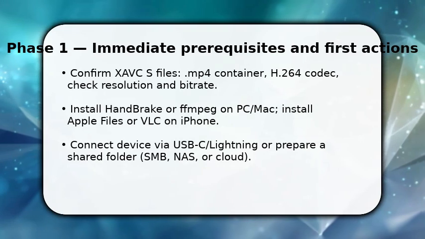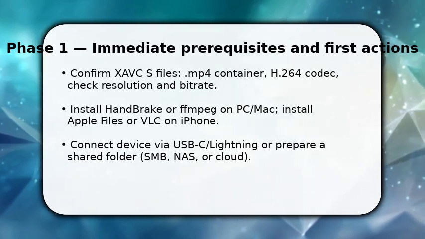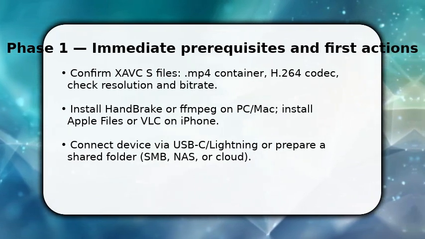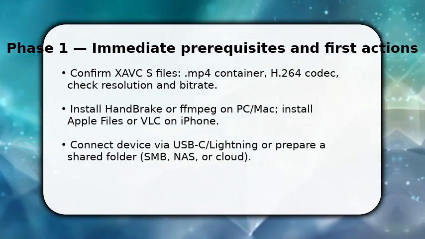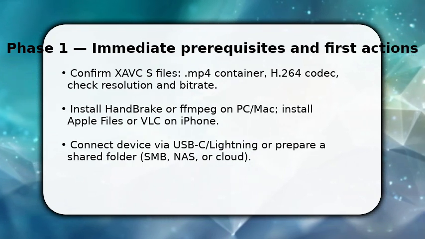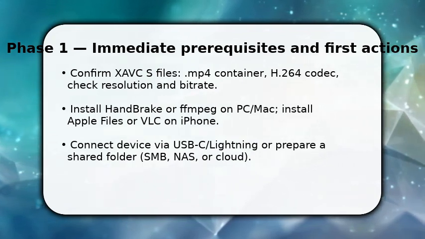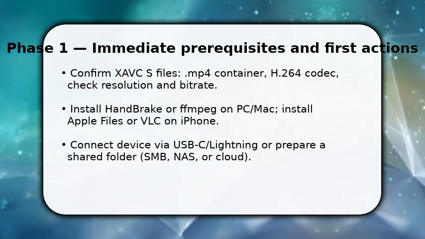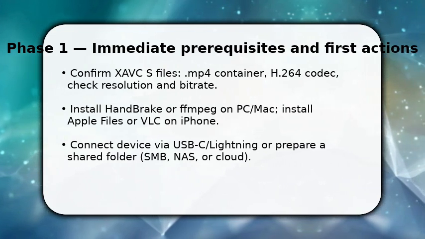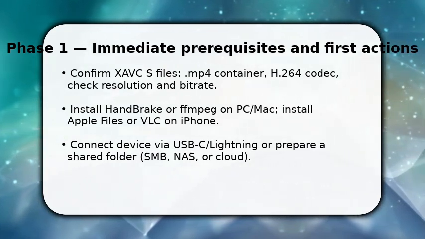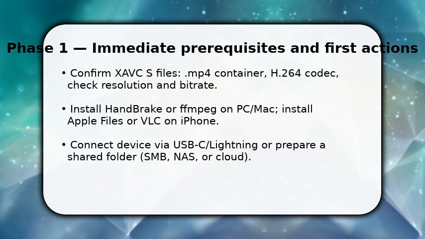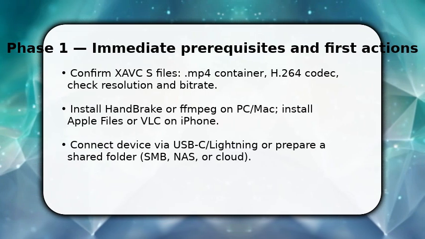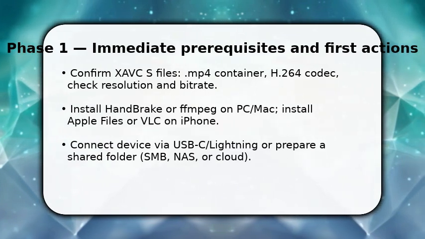You'll start by verifying the files. XAVC S is usually MP4 with H.264 at high bitrate, so check resolution and level. Once done, install Handbrake or FFmpeg on your computer and make sure VLC or Files is on the iPhone. These let you rewrap or transcode. Connect the phone with USB or set up a shared folder on your network. This gets you straight into file transfer instead of troubleshooting compatibility later. Don't skip the codec check.